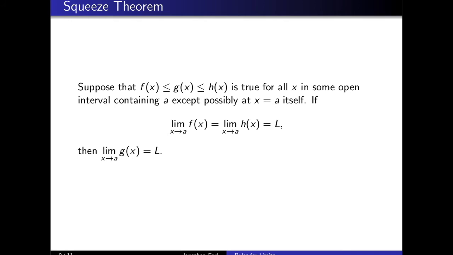If the limit as x goes to a of f is equal to the limit as x goes to a of h is equal to some number L, then the limit of x going to a of g of x is equal to L. So in other words, as x goes to a, this function, which is always less than or equal to g, is going to some number L. And this function that's always bigger than or equal to g is also going to the same place, L. So g has nowhere to go except L as x goes to a.